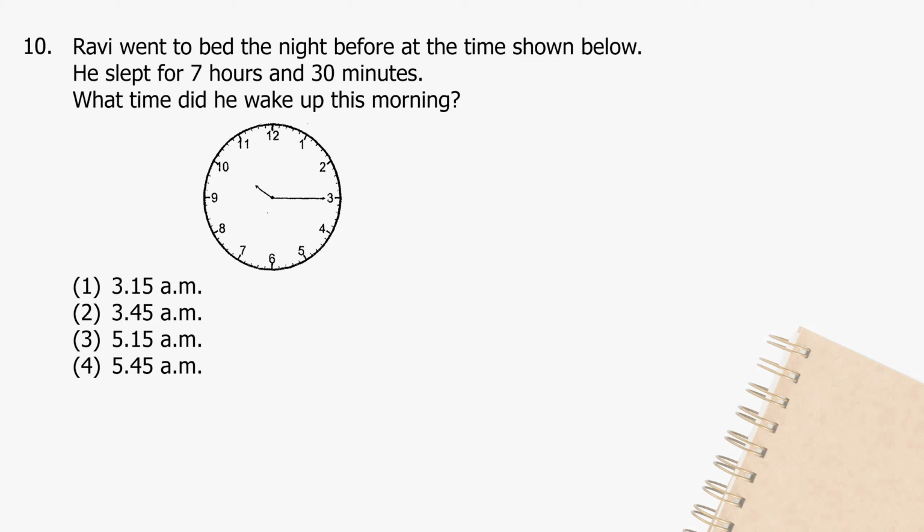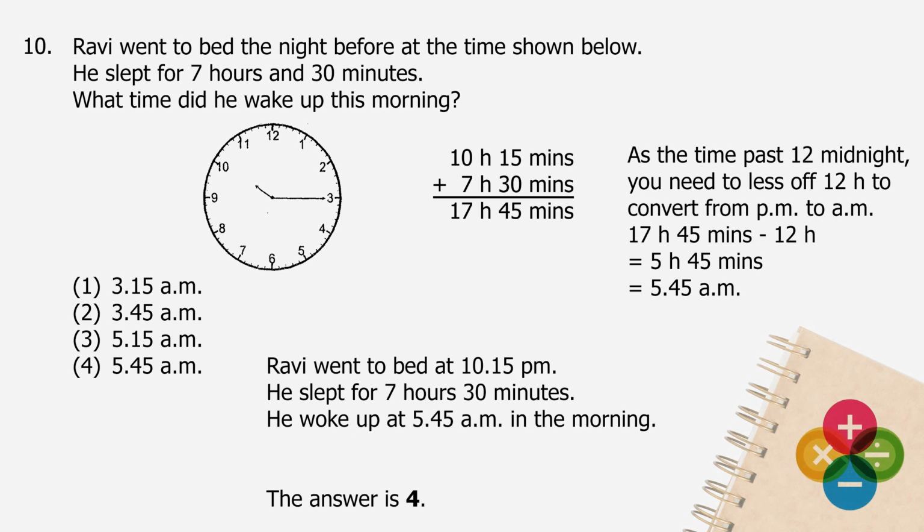Question 10. Ravi went to bed the night before at the time shown below. He slept for 7 hours and 30 minutes. What time did he wake up this morning? Ravi went to bed at 10:15 p.m. He slept for 7 hours 30 minutes. He would wake up at 17 hours 45 minutes.